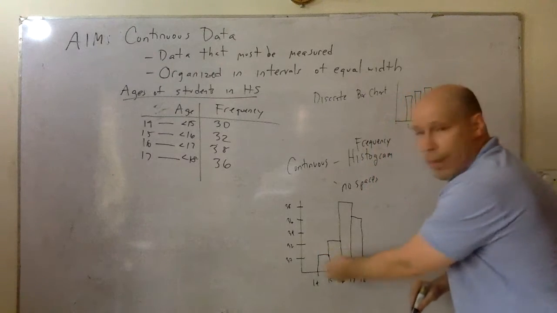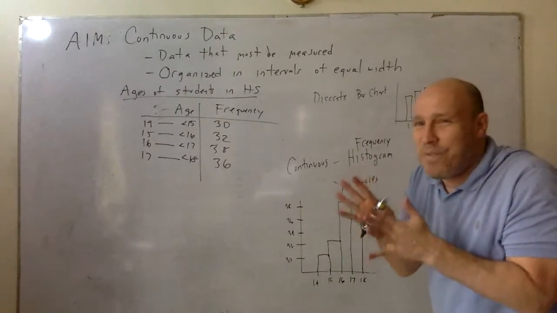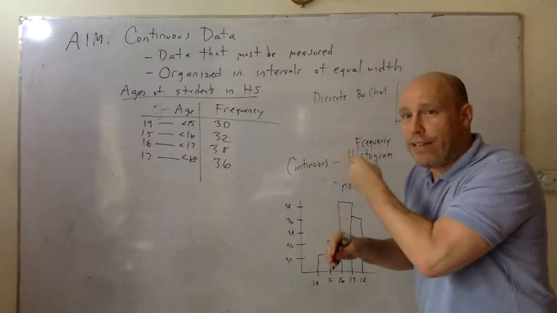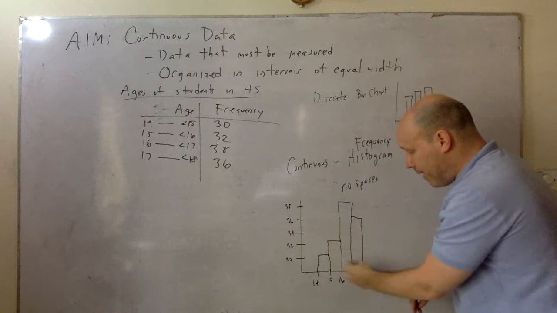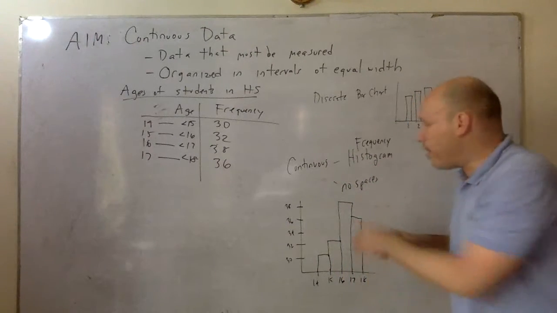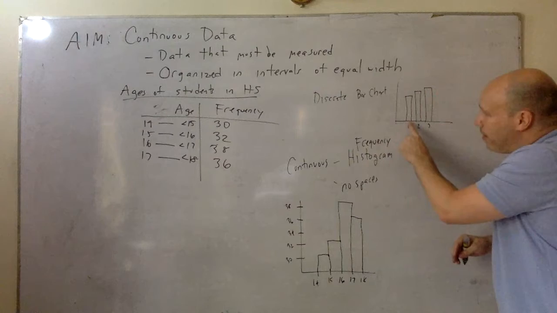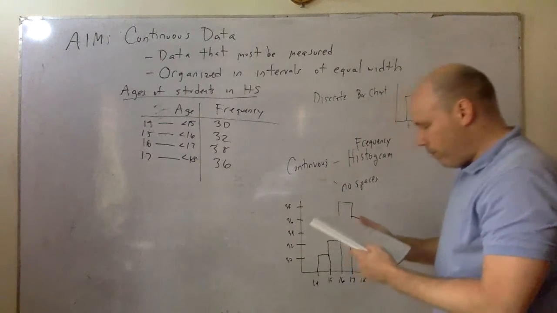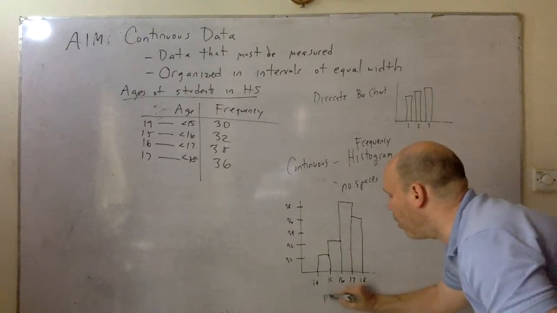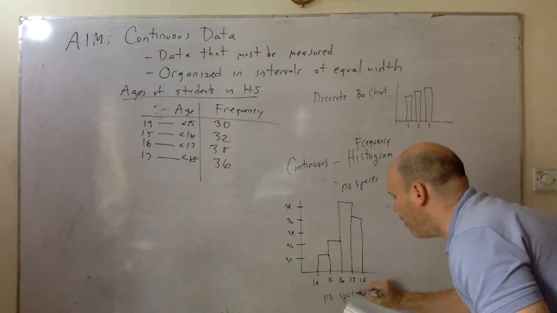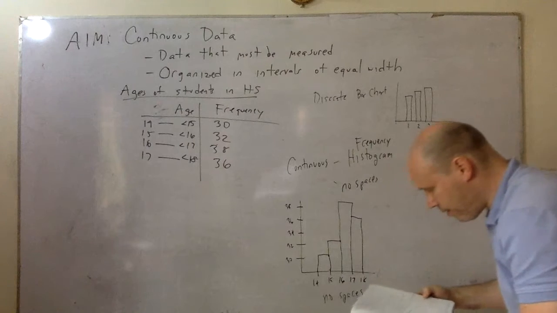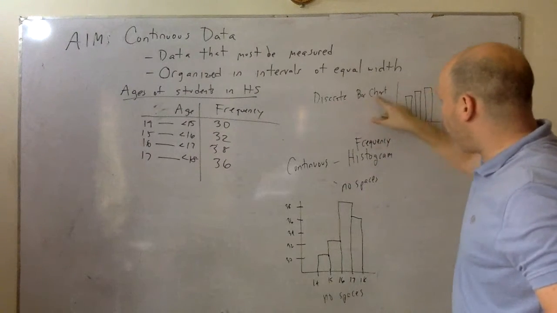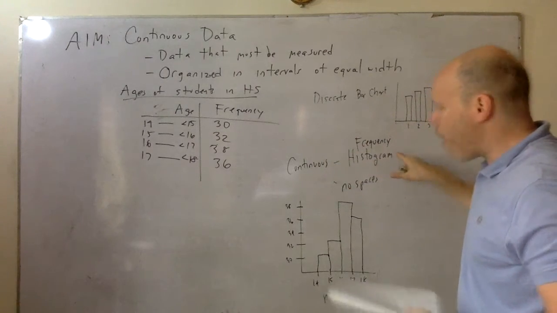We see here, there's no spaces. There's nothing between 14 and 15. Either you're 14 and then you're 15, or you're 16 and then you're 17. There's no "I rode the bus once or I rode it twice." So there's no spaces. Good. So once again, please remember that: discrete bar chart, continuous frequency histogram.